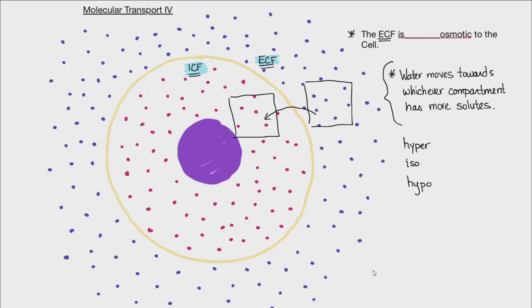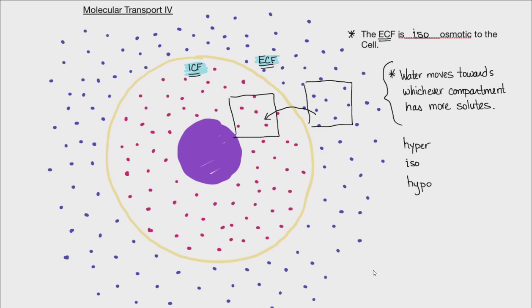So if the extracellular fluid had a greater concentration of stuff, I would use this prefix, and I would say the extracellular fluid is hyperosmotic. Hyper means more than, excessive, or greater. It turns out that the extracellular fluid actually has the same concentration of stuff, the same osmolarity, so we use iso to say the same. So the prefix that's going to make this sentence correct is iso. The extracellular fluid is isoosmotic to the cell.